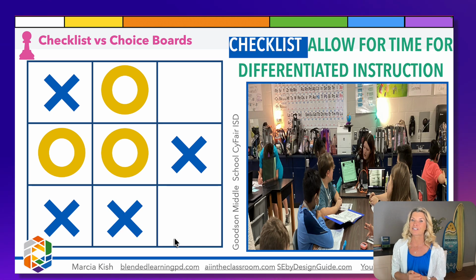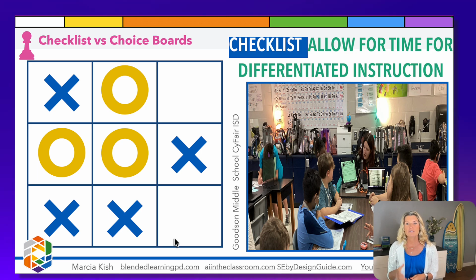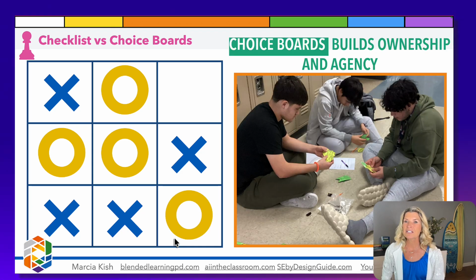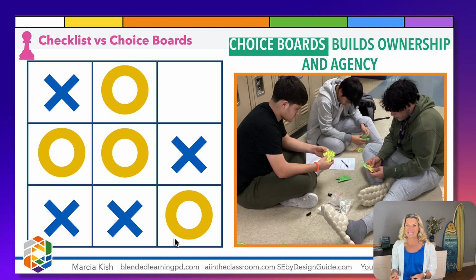Checklists allow for time for differentiated instruction with the teacher. So here we have a small group. And when she's pulling back her small group, she can differentiate while the rest of the students are working through their checklist. Choice boards build student ownership and agency.